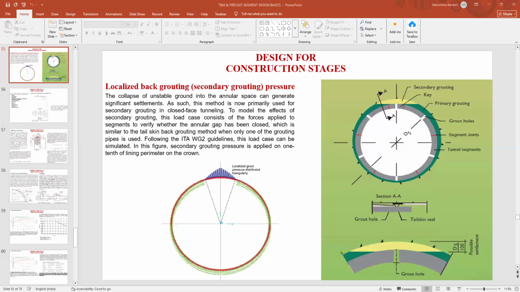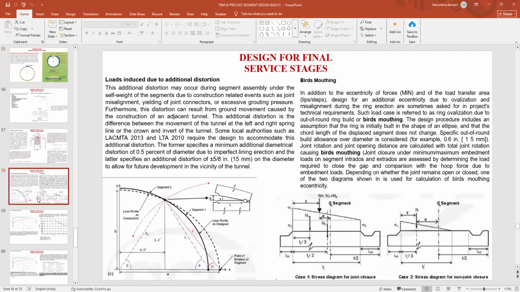Is this bird's mouth thing checked on the longitudinal side or the circumferential joints? Can you please be loud? I cannot hear you. Sir, is this bird's mouth thing checked on the longitudinal joint or the circumferential joint? It is generally checked on the longitudinal joint.